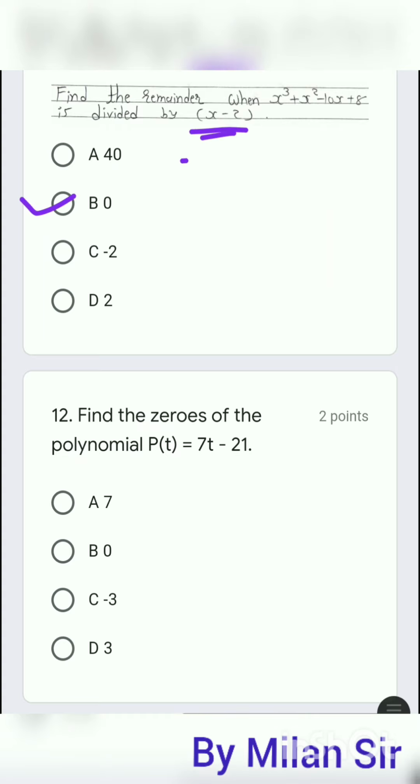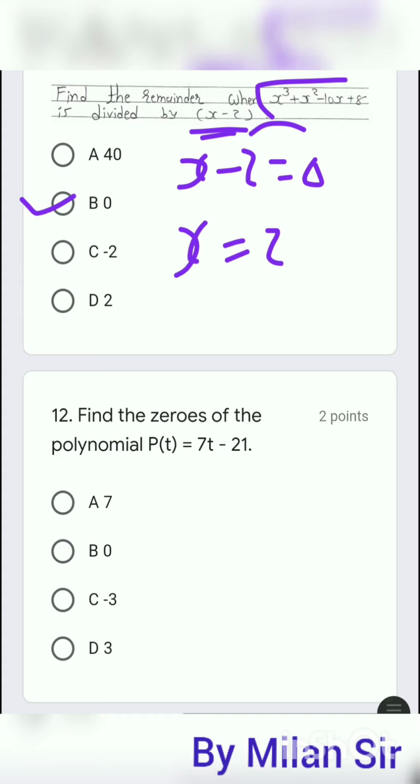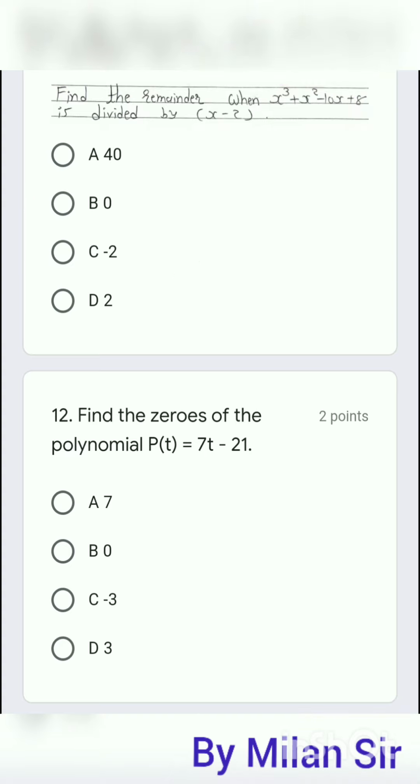What we need to do, first of all, x minus 2 is equal to 0. Now transfer this 2, so we get the answer x is equal to 2. We need to put this value here, so we will get the answer of our remainder.